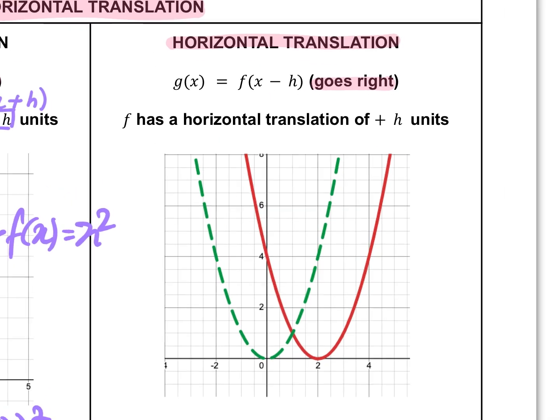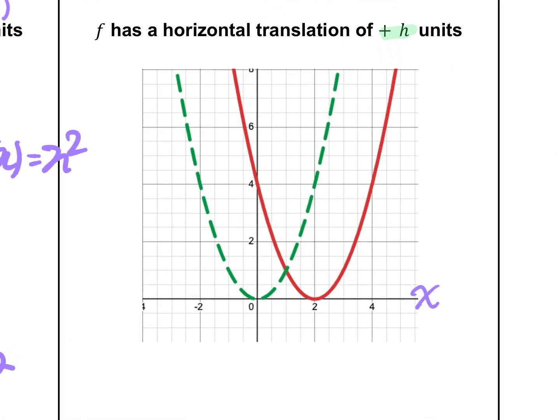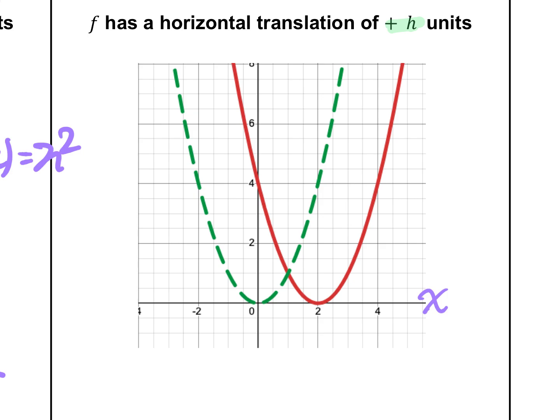Let's look at one more, the one that goes right. The form of that is going to be g of x is equal to f of x minus h. This means it goes right. F has a horizontal translation of plus h units. Now remember that plus h units, h is actually related to your x-axis. So let's look at this example that we have in here. You have again the parent function in here, which is the green dotted parabola. So let's write this one as our parent function. The parent function is y is equal to x square. Remember that f of x is still the same as y, the same output.